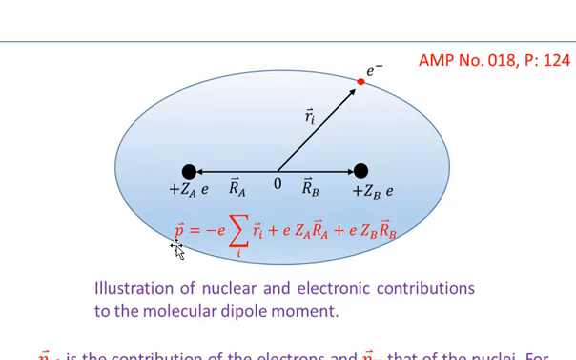This is the same equation that I have written as equation number 190, and I have reproduced it here for quick reference. That is, minus e times the summation of Ri represents the electronic part of the dipole transition, and the other, e times Za times Ra plus e times Zb times Rb, represents the dipole transition corresponding to the nucleons. So this figure is an illustration of the nuclear and electronic contributions to the molecular dipole moment.